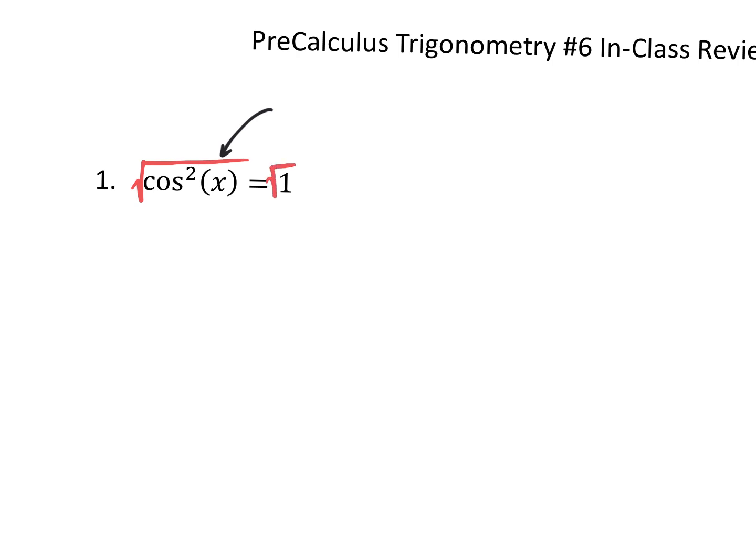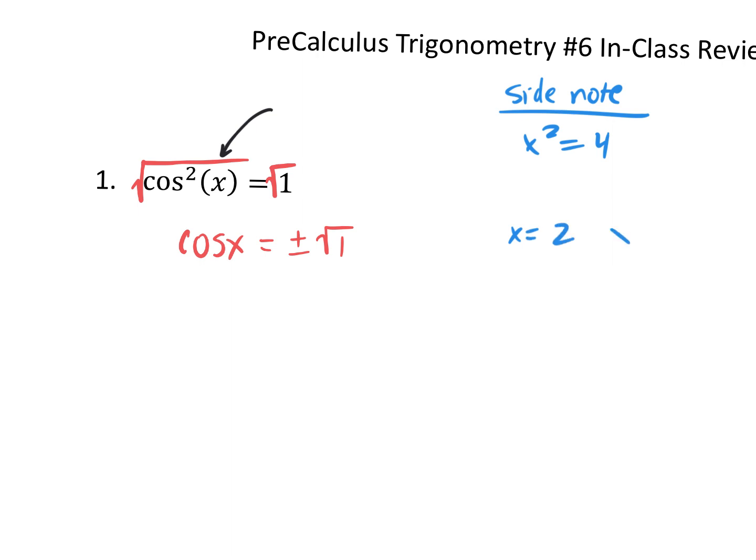Okay? So what happens is if you take the square root of cosine squared of x, you end up getting the cosine of x equals plus or minus the square root of 1. And the reason why that's true, I keep referencing this example in class. So here's my side note up to the right. If I have x squared is equal to 4, the two things that x can be are both positive 2 and negative 2. Positive 2 squared is 4, negative 2 squared is 4. So the reason why that's true is if you take the square root of both sides, kind of take the absolute value of x is equal to 2. Absolute value meaning both positive and negative 2 work.